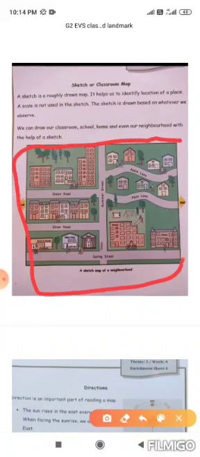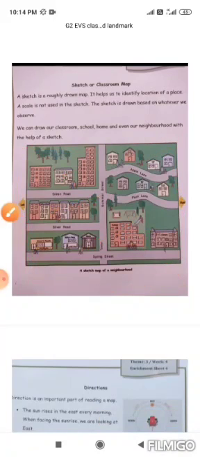Let us take an example of this sketch. This is a sketch map of a neighborhood. In this sketch, we roughly draw a structure of library, school, bank, mall, houses, and buildings. Is it clear, students? This is a rough sketch. It's a rough drawing. If we wanna go to the mall, here is the mall.